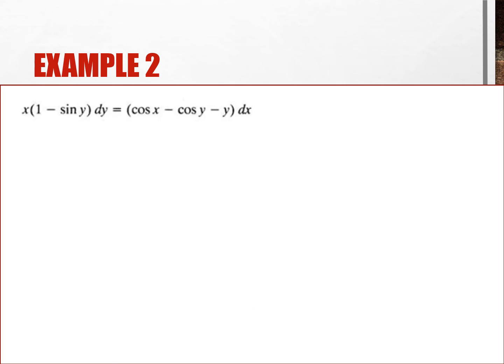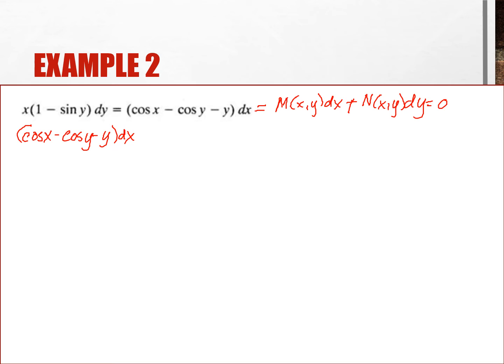And so we have another example: x times 1 minus sine y dy is equal to cosine x minus cosine y minus y x. First we have to establish this in the standard form, M(x, y) dx plus N(x, y) dy equals 0. So transposing, this makes the equation cosine x minus cosine y minus y x.